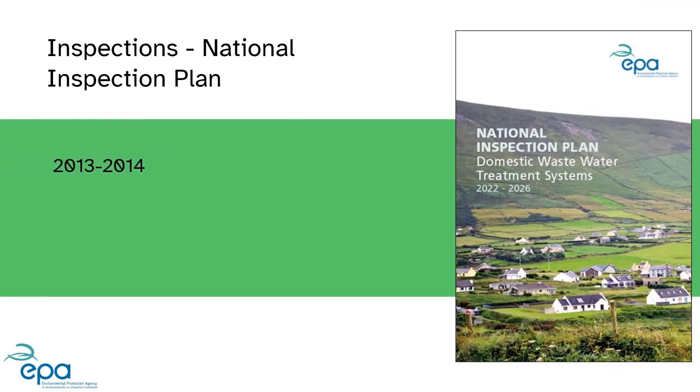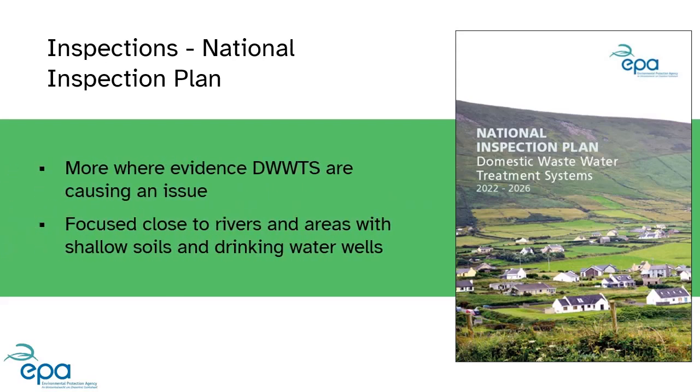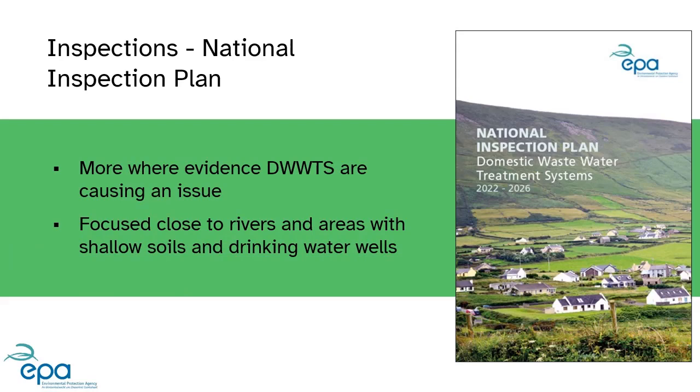The National Inspection Plan began in 2013. The next plan covered the period 2015 to 2017, then 2018 to 2021, and the latest plan covers 2022 to 2026. Under the most recent plan, water services authorities are required to complete a minimum of 1,000 inspections nationally per annum. This increases to 1,200 from 2023. They may complete additional inspections where evidence exists that domestic wastewater treatment systems are causing an issue in a particular catchment.